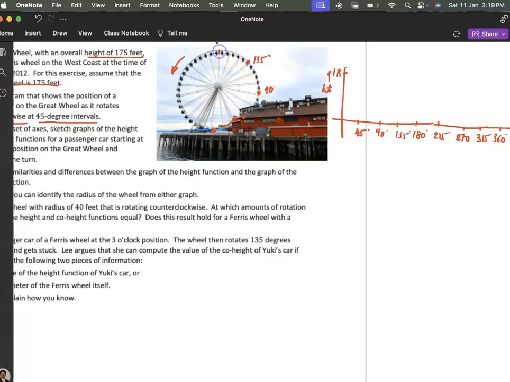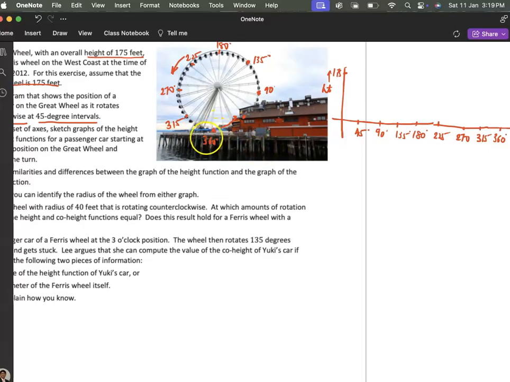And the top would be 180. Correct? Then this would be 225. Then this would be 270. Correct? 315. Correct? And then 360. 360 is back here. Right. You understand?